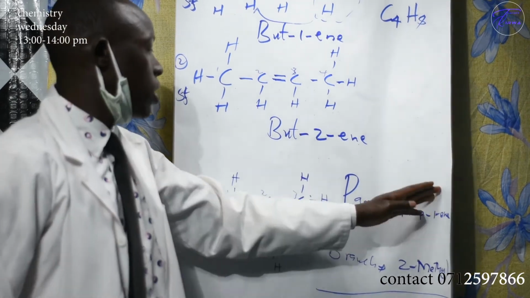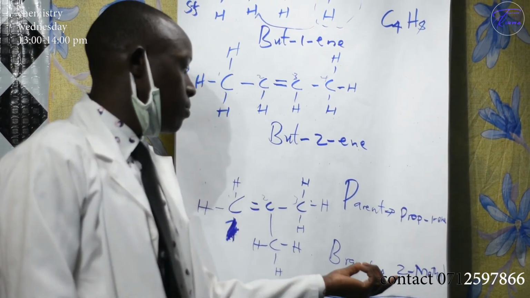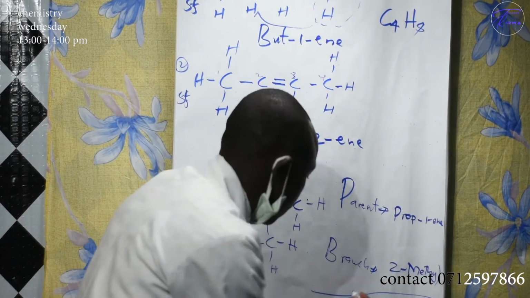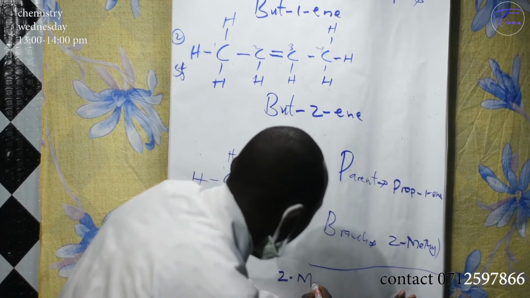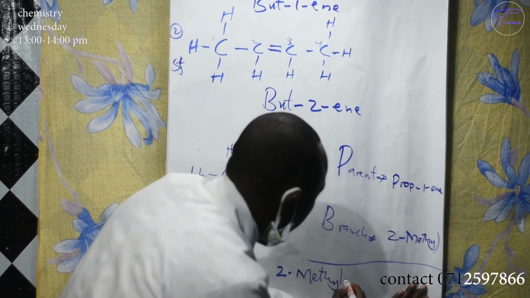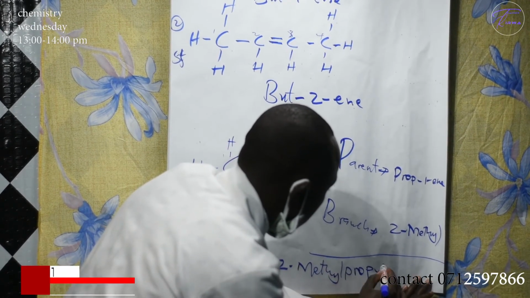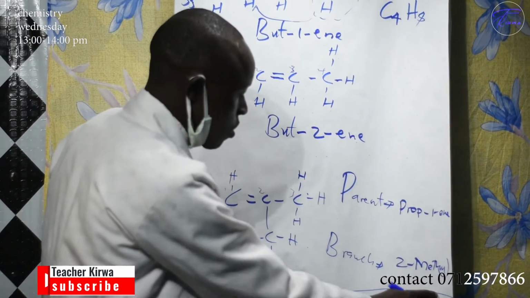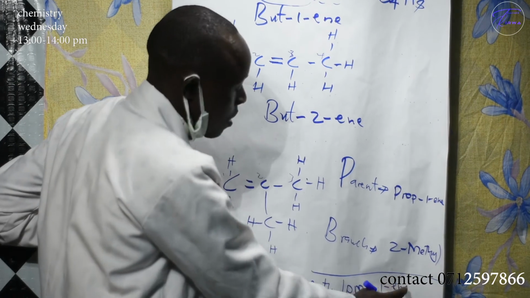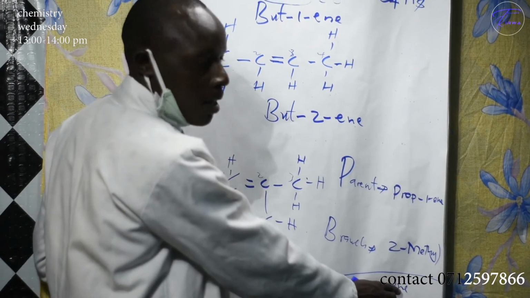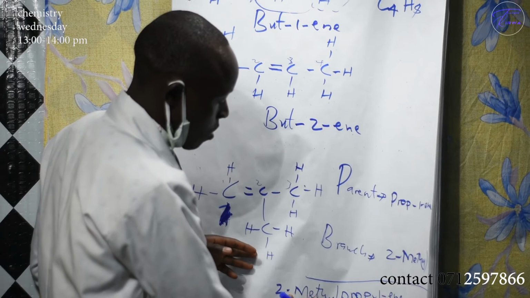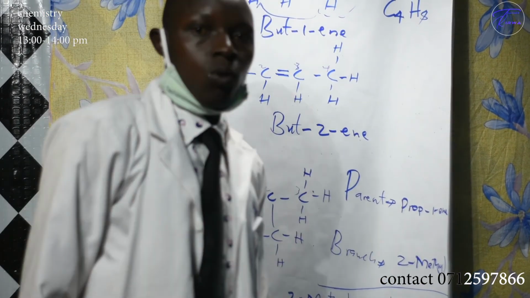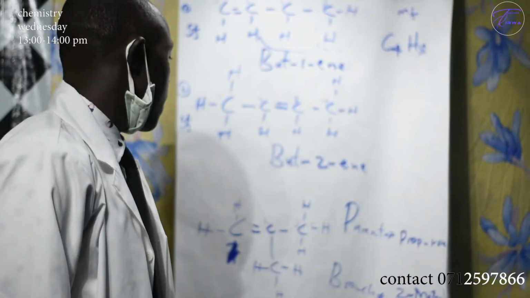Now give it the whole name. So the two names, you begin with the branch, you end with the parent name. So the whole name becomes 2-methylprop-1-ene. Okay? 2-methylprop-1-ene. Prop-1-ene is the parent name. And then 2-methyl means there is a methyl branch at carbon number 2.